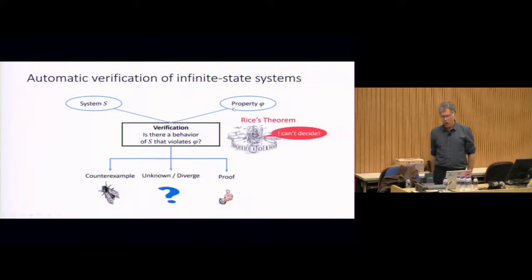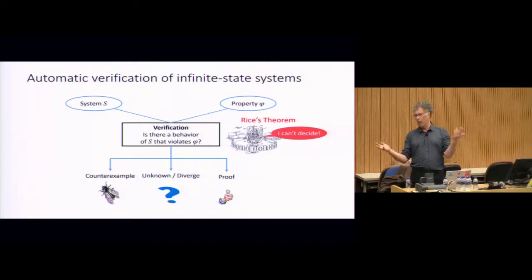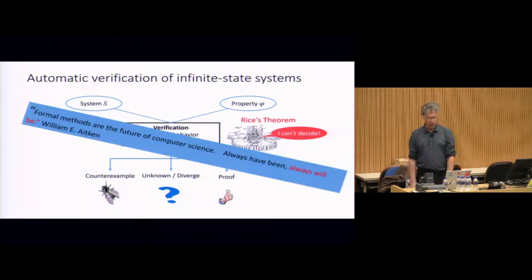Well, there's this Rice's theorem that basically says for any reasonable property you want to ask of a program, it's undecidable, right? And so for many years, this has sort of been the idea. Well, formal methods, yeah, it's the future. It's the future.